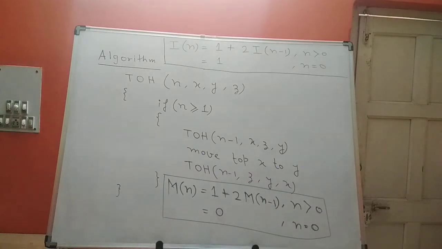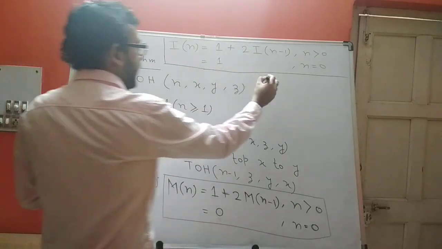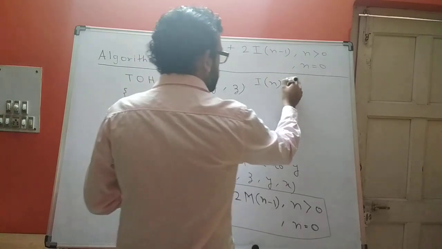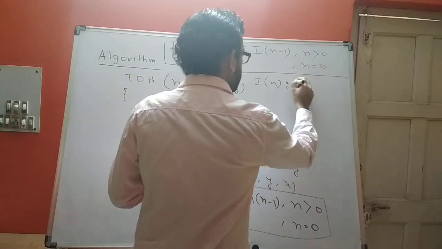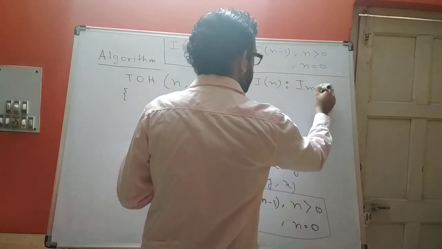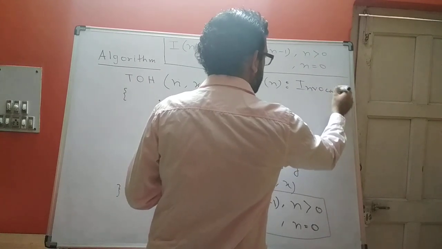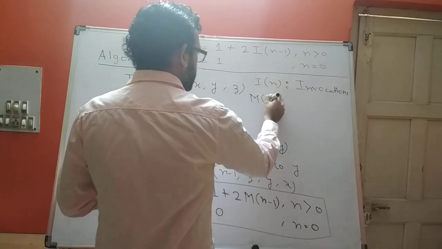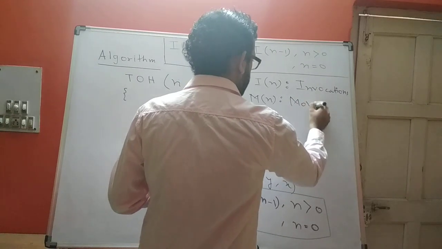Okay, from this algorithm, what I've written down is two recurrence relations. This is the first recurrence relation where I of n denotes the function for invocations, so the total number of function calls or invocations. And m of n is for the number of movements.